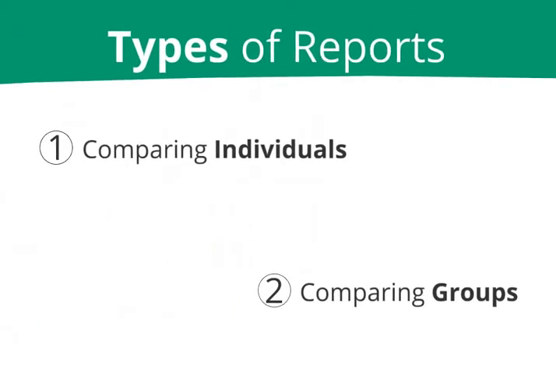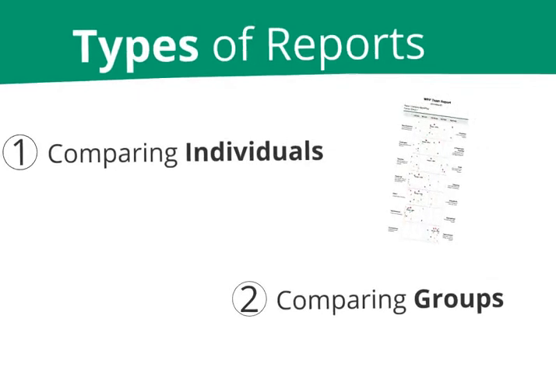The interpretation of group reports depends on how you set up your report. For today, we will focus on two overall types of reports that you can create. The first type of report compares individuals within a group to see where members are similar or different. Let's look at an example.